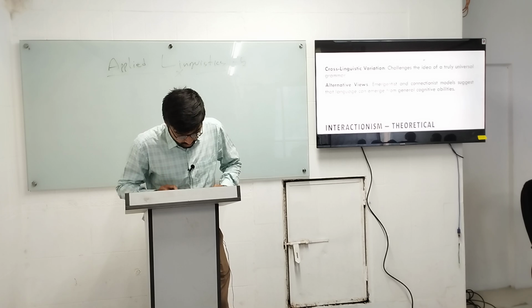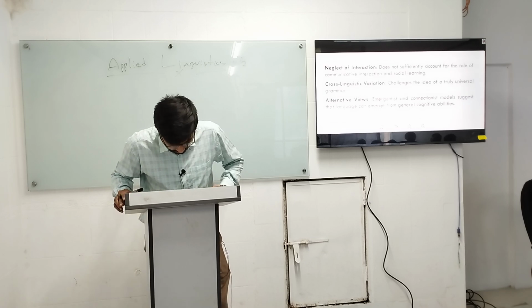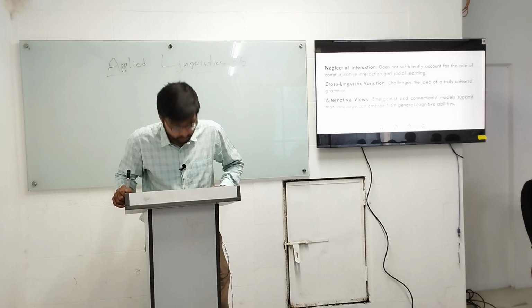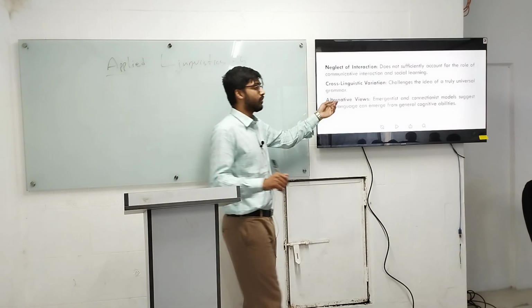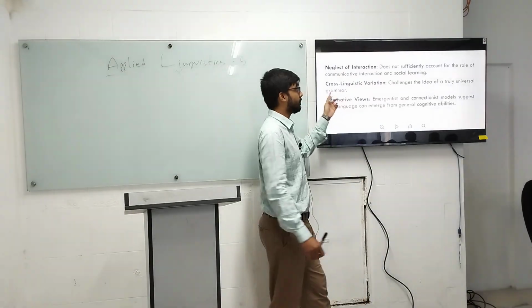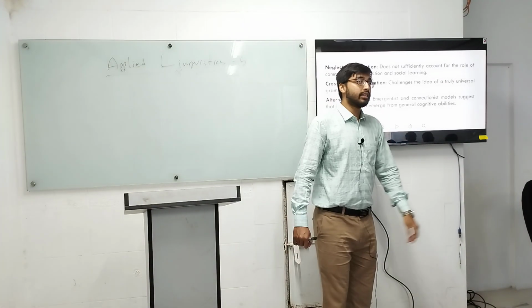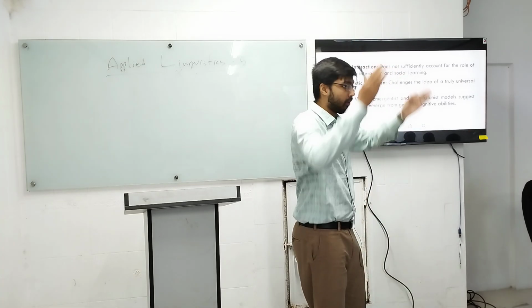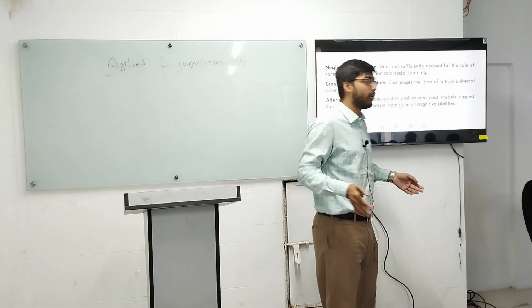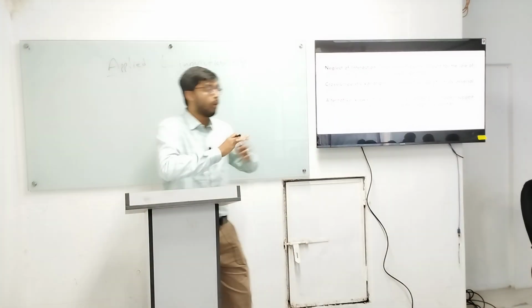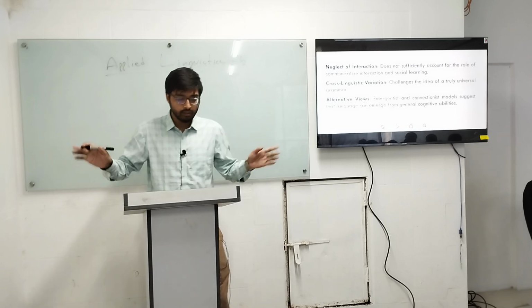Alternative views: emergentist and connectionist models suggest that language can emerge from general cognitive abilities. Well, this is not very important for your midterm or for your understanding here also, but this is important. Cross-linguistic variation: they say that all languages should come in one particular pattern, but no, every language has its pattern in its own way. Done?